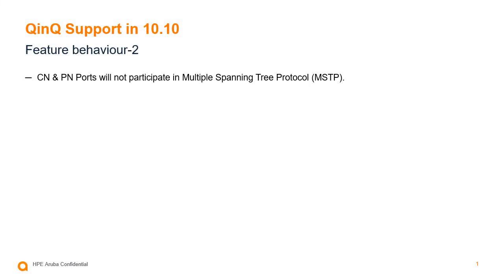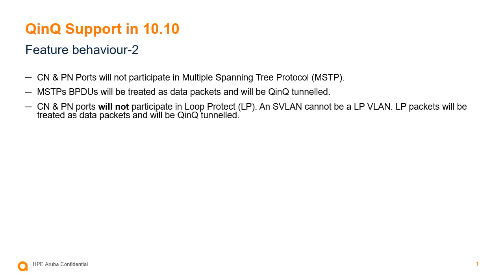So CN and PN ports will not participate in multiple spanning tree protocol. And MSTP BPDUs will be treated as data packets and will be QinQ tunneled, so do be aware of that. And there are restrictions with loop protect, so CN and PN ports will not participate in loop protect. An SVLAN cannot be a loop protect VLAN, and loop protect packets will be treated as data packets and will be QinQ tunneled, just like the MSTP BPDU, so do be aware.